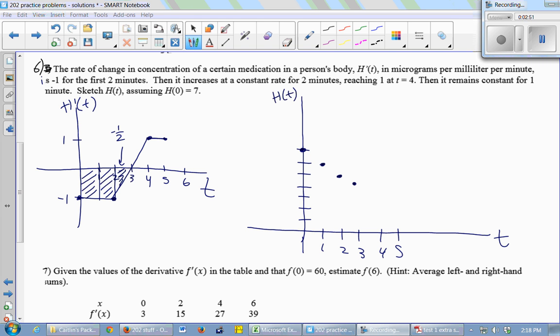Okay, and then from 3 to 4, I go back up by 1/2. So my value at 4 is the same as my value at 2. And then from 4 to 5, I gain 1 more unit. So at 5, I go back up for 1. And there's my value, my function h of t for the first 5 minutes.